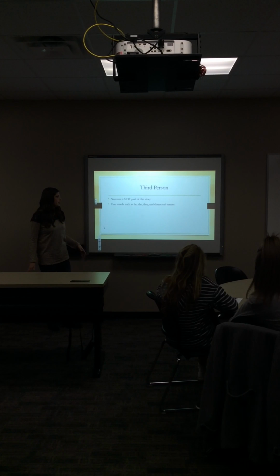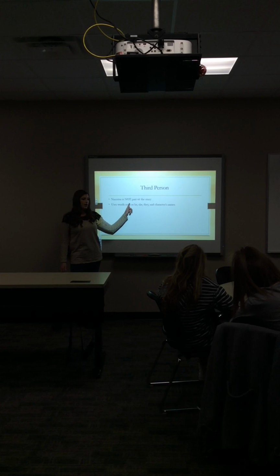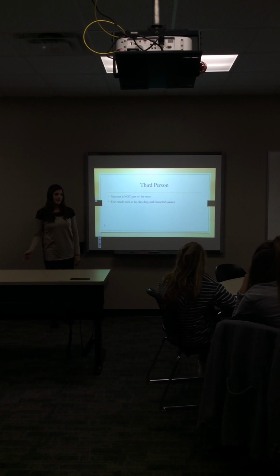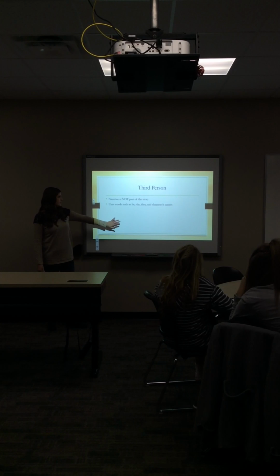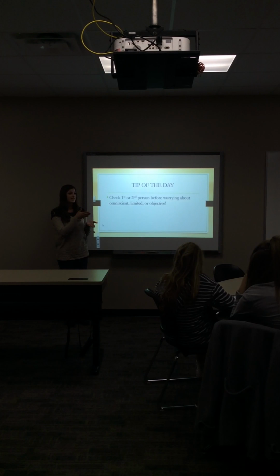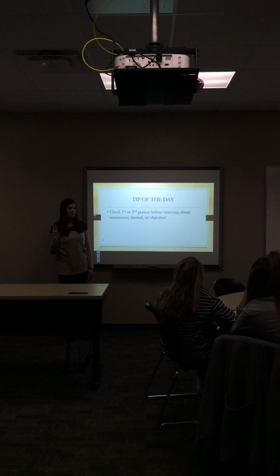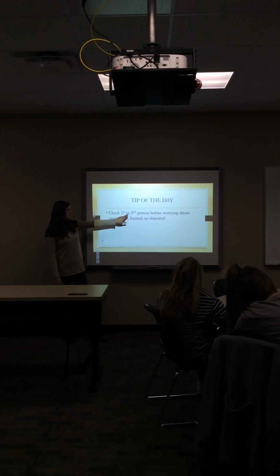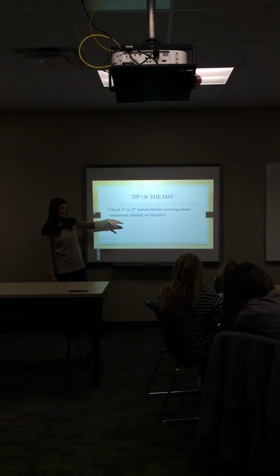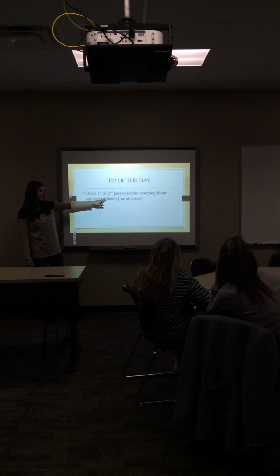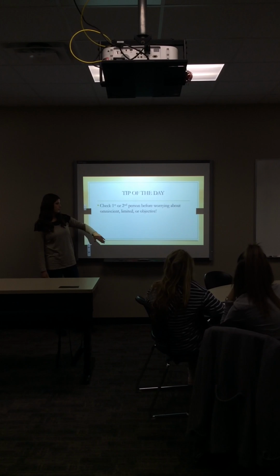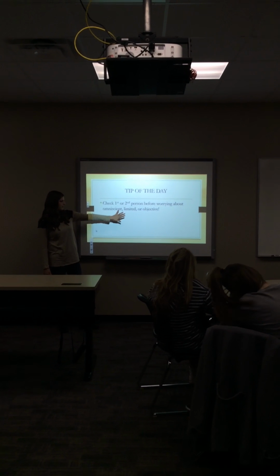Next, third person. Third person means the narrator is not part of the story. It uses words such as he, she, they, and characters' names. So the tip of the day is I want you to check for first and second person point of view before you look for third. Because if it doesn't use, what words are first person point of view? Do you guys remember? Me, I, and we. Good. And what's second person? You and yours. So look for those keywords first before you start looking for the third person point of view.